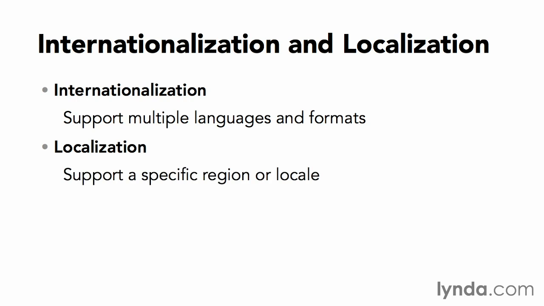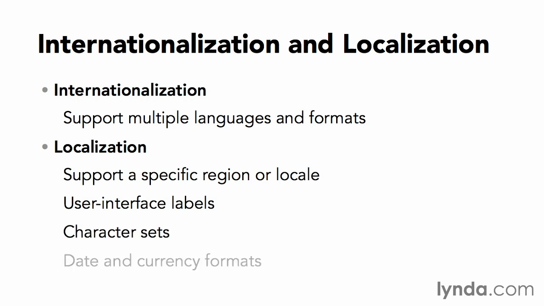Location-dependent information might include user interface labels, character sets, and date and currency formats. Obviously, internationalization and localization are both important for all applications, but they are particularly useful for web applications that could be accessed across the globe.